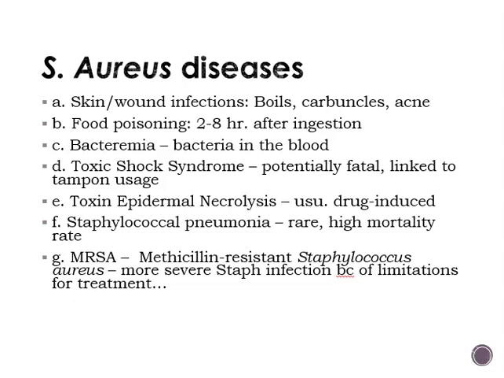Bacteremia, which is just the presence of bacteria in the blood. Toxic shock syndrome, which we just spoke about. It's rare now, but potentially fatal. Patient can have a sudden onset of fever, chills, vomiting, diarrhea, muscle aches, and a rash. It can progress to hypotension and shock. It's linked to tampon usage, but there have been cases documented in men and in non-menstruating women.